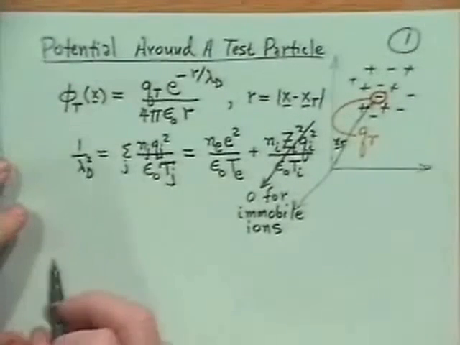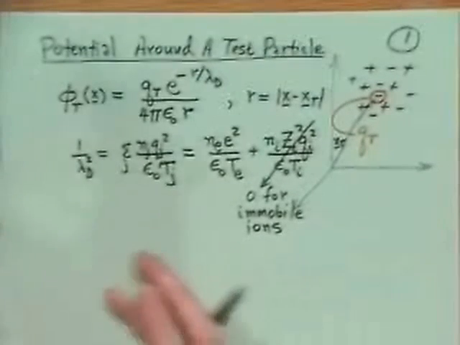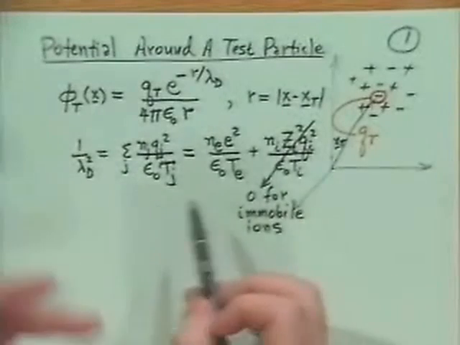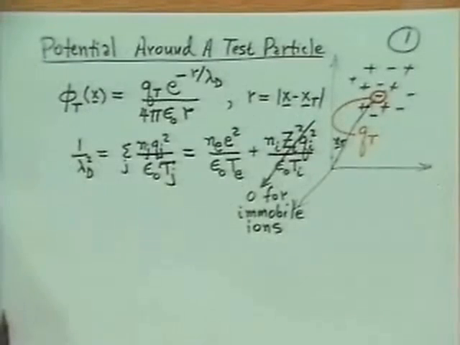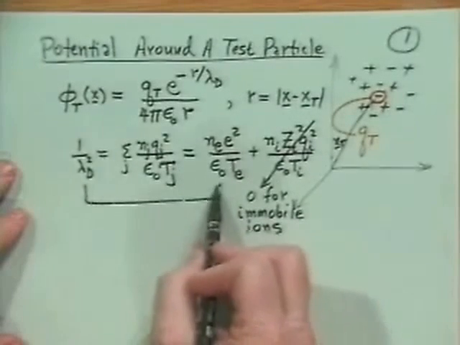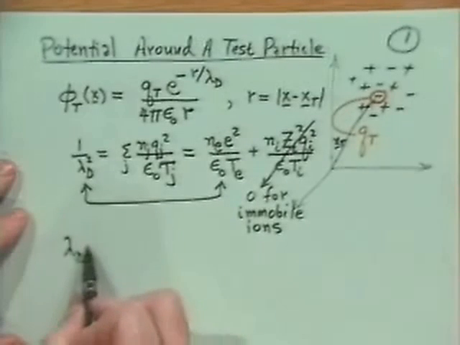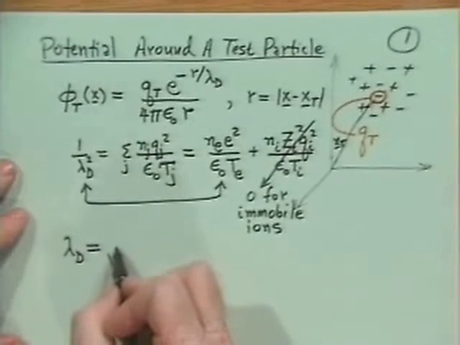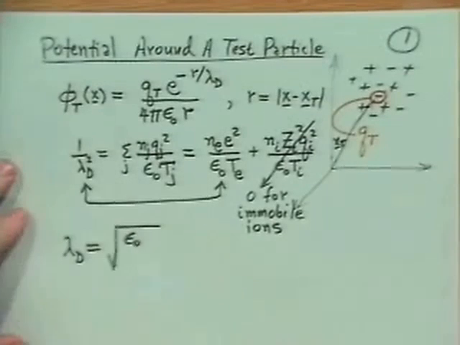But anyway, the net result of this, now we'd like to get a feeling for how big this length is. I can assure you, if you look through the dimensionality here, it is in meters. So let's talk about, if we keep just these two parts right here, how big is this length? Well, we can see that the Debye length is going to be defined as the square root of epsilon naught.